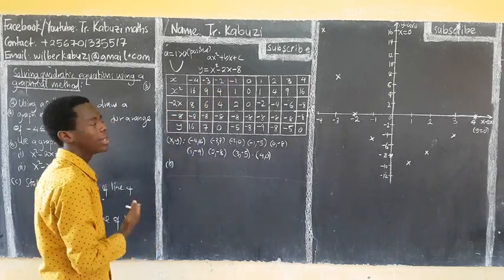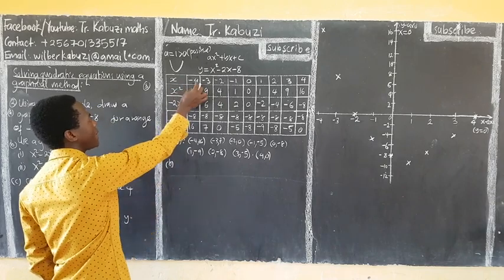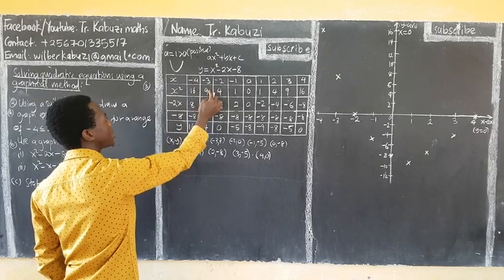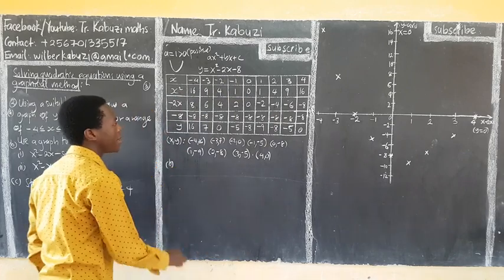Then you do what the question, what the table, tells you to do. X, these are the values. Then square x. When you square -4, you get 16. When you square -3, you get 9. When you square -2, you get 4. When you square -1, you get 1. Up to the other side.